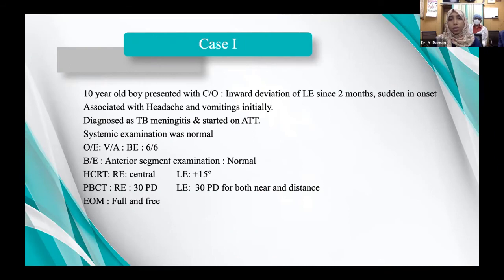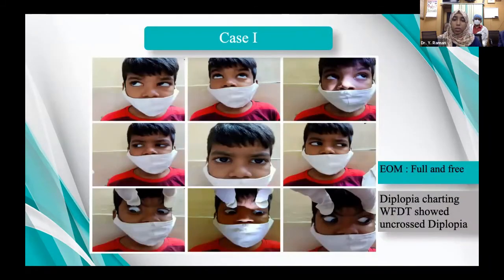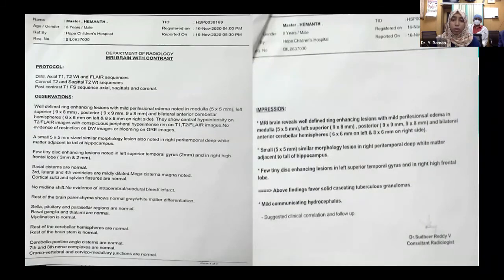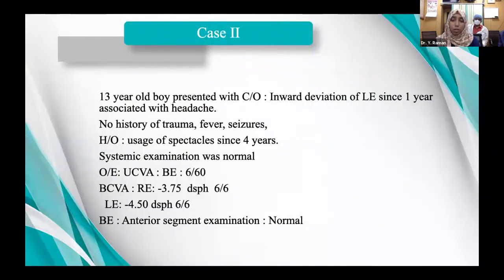On orthoptic evaluation, PBCT was 30 prism diopters for both near and distance. And these are the 9-gaze pictures with extraocular movements full and free. This is his fundus photograph showing both eyes with grade 2 papilledema. MRI was done, which showed a solid caseating tuberculous granuloma. So obviously this was the underlying neurological etiology for this acute acquired esotropia.